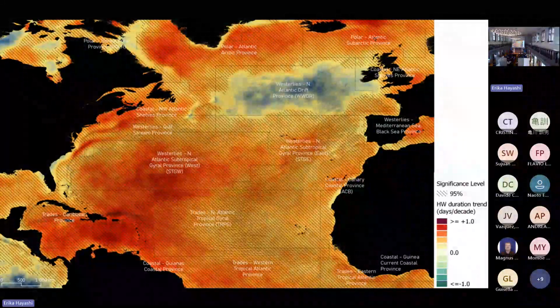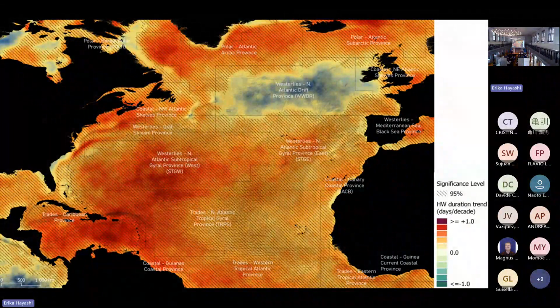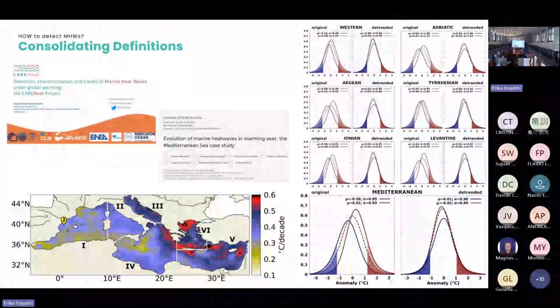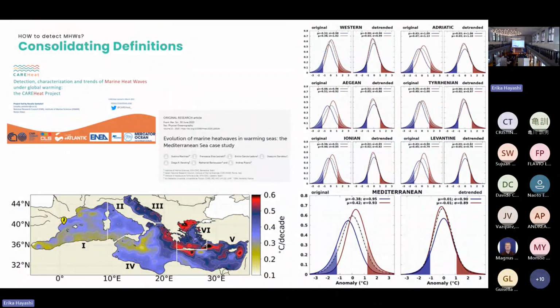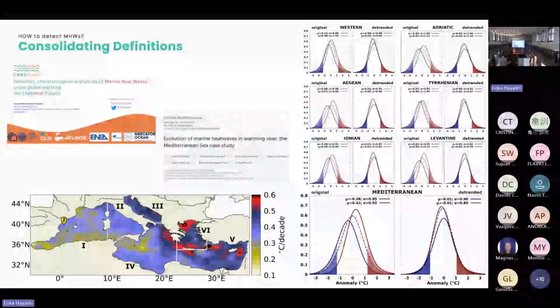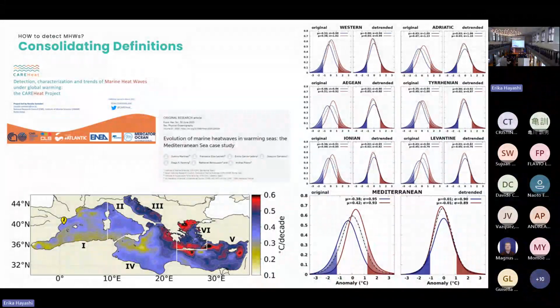Why is this relevant? This is not breakthrough science. This is just a pretty picture showing what we all know. But what's breaking barriers is the work that has been conducted by CareHeat. I'm highlighting a study that also has involved Andrea Pisano. So this was the first project that, as far as I know, actually had a look into marine heat wave detection to showcase how trends can be taken out of the time series, also using singular spectral analysis to take out the climate modes.